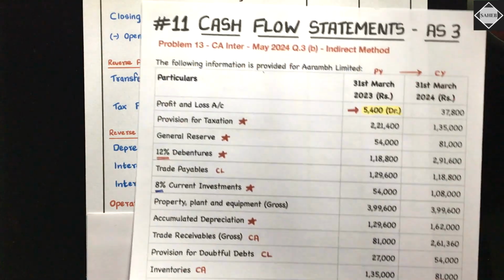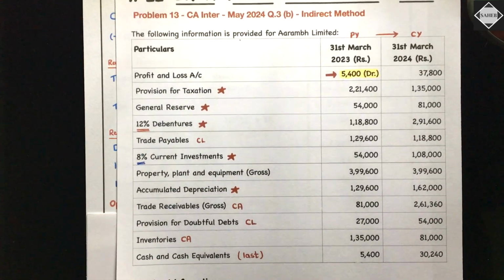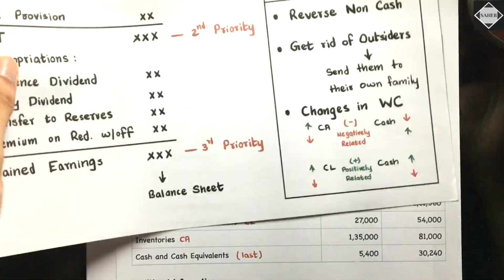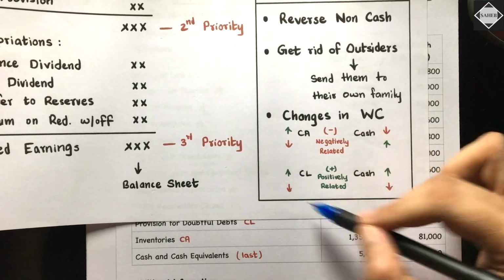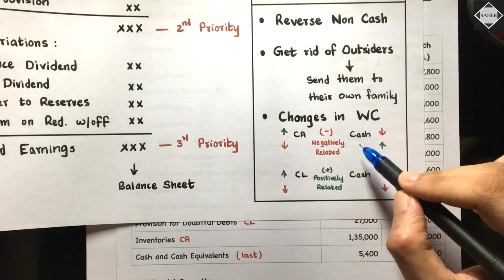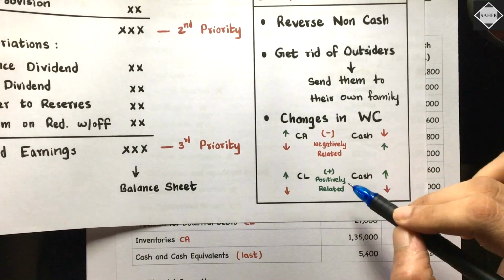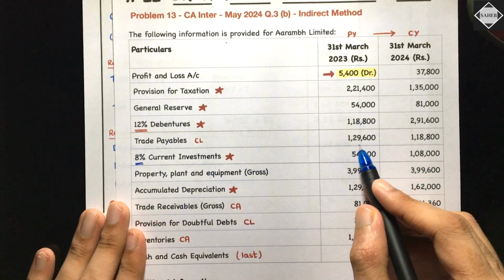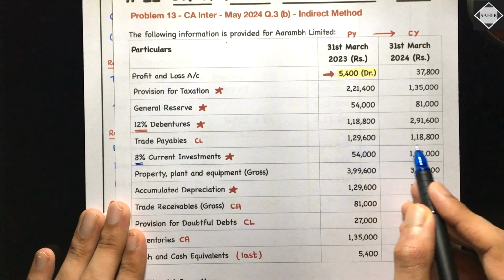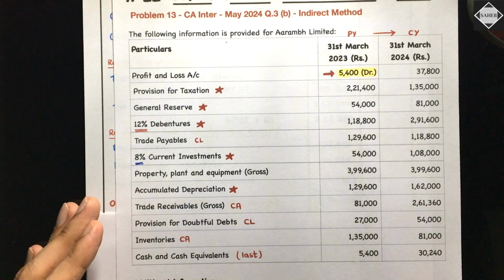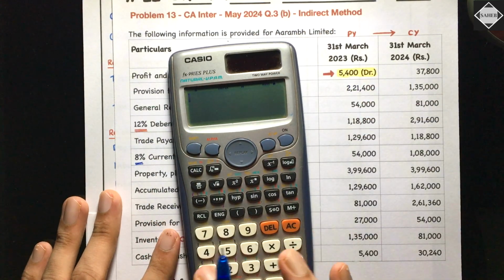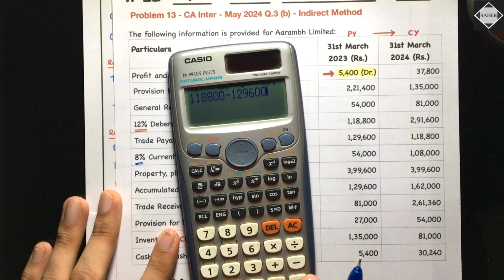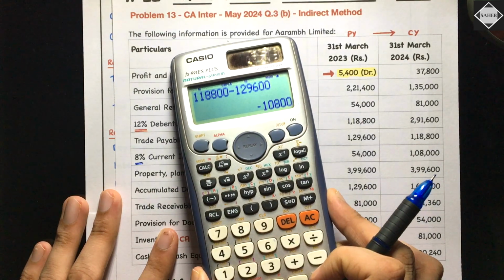We see all the current assets and current liabilities, and what change is happening, whether they are increasing or decreasing. We know the trick, isn't it? We have discussed the logic and everything in the first video only. This is the trick: current assets and cash are negatively related, current liabilities and cash are positively related. First we have current liability, trade payable. See, from 1,29,600 it has decreased to 1,18,800. So how much decrease has happened? 1,18,800 minus 1,29,600, that is equal to 10,800 decrease.